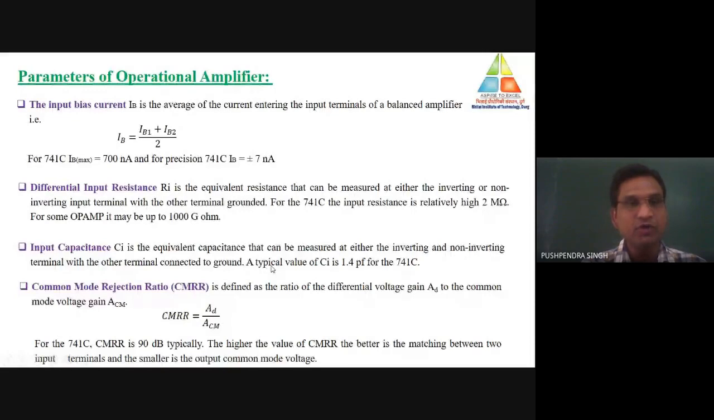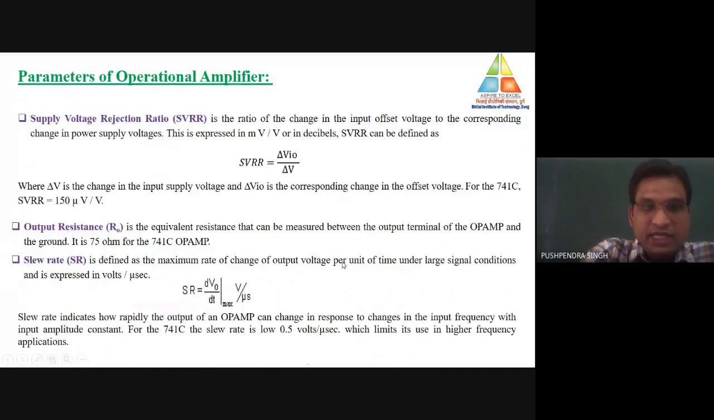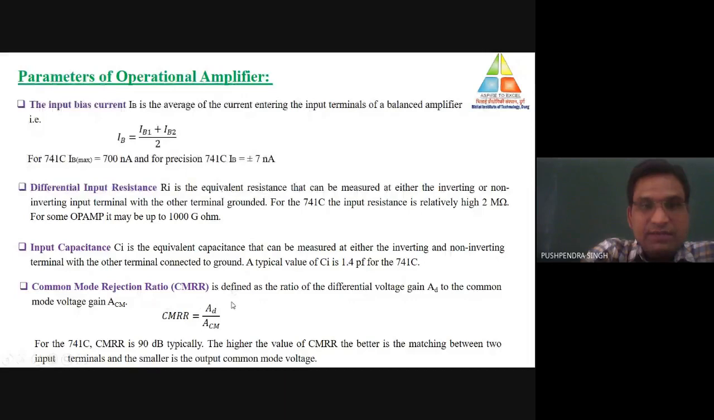Then common mode rejection ratio, which we have already discussed. It is the ratio of differential mode gain to the common mode gain of the op-amp. In ideal condition, the value of CMRR will be infinite, and in practical condition, the value of CMRR is 90 dB.